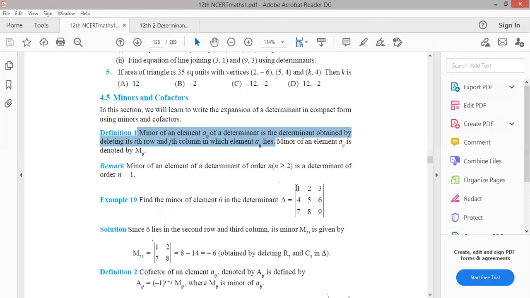For example, in this example, we are supposed to find the minor of element 6. 6 is here, so its position is second row and third column. So minor 2, 3. 2, 3 here means second row and third column. That is, we have to delete the second row and delete the third column. The rest of the determinant, the subdeterminant that is left behind, is 1, 2, 7, 8. The value of this determinant is called the minor of this element 2, 3. The element 2, 3 is 6. So the minor of this element is equal to -6.